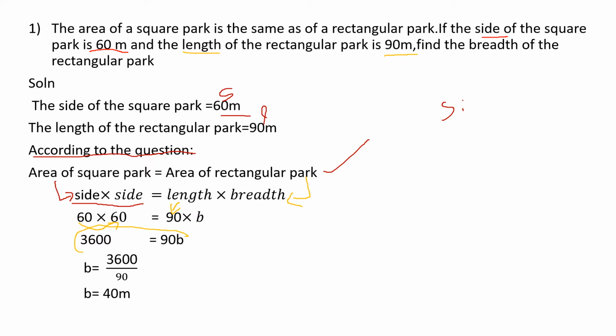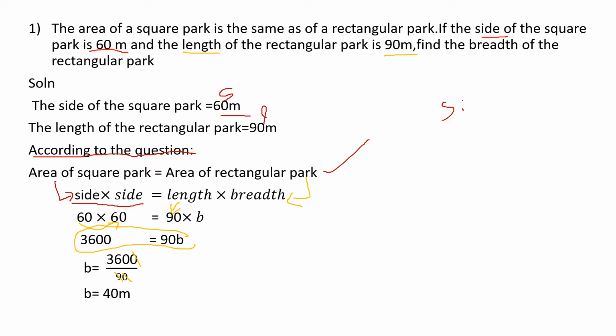Now this is an equation type, right? Can we solve it? Bring the variable term to one side and the constant to the other side. So B is equal to 3600 divided by 90. This you know, the equation method, right? Because we have learned this one. Now this 0 gets cancelled, this 0 gets cancelled.